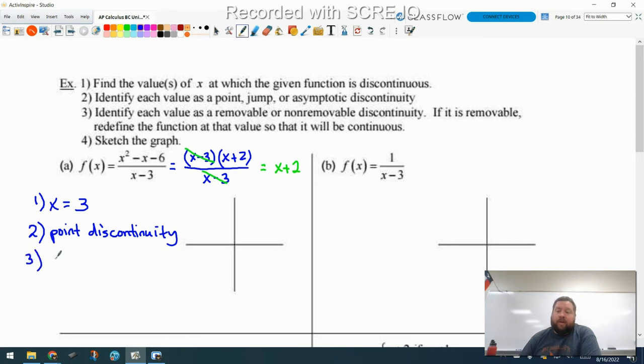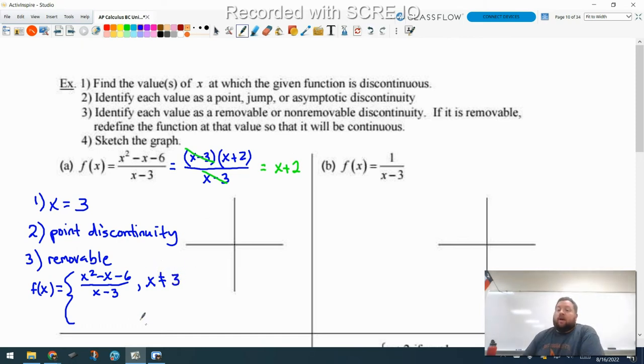All right, and then we know that point discontinuities are removable. So we are going to redefine our function, f of x equals piecewise. Okay, so it's going to be equal to this exact function we started with, x squared minus x minus 6 divided by x minus 3, and that's going to be true everywhere where x is not equal to the discontinuity, so where x is not equal to 3. All right, and so the second piece is going to be where x is equal to 3.